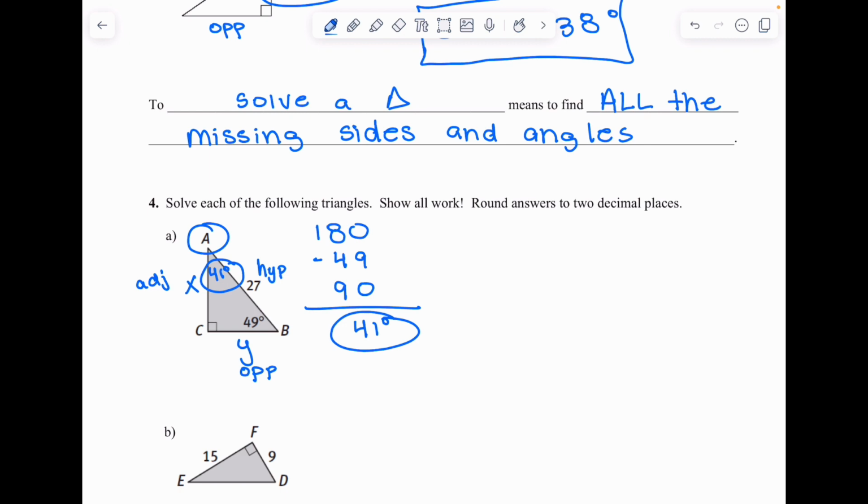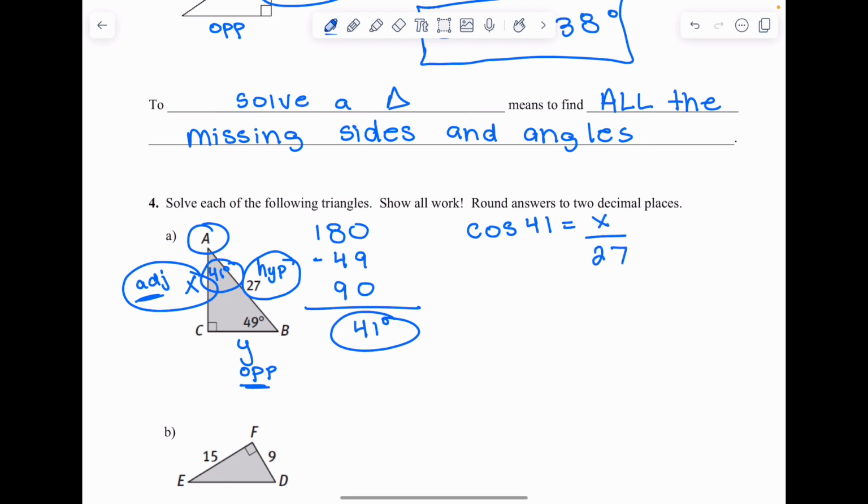I don't want to use tangent because I don't know opposite or adjacent. And I can't use SOHCAHTOA if I'm missing both sides. So I'm going to have to use hypotenuse. And let's start by finding x first. So that would be adjacent and hypotenuse, which would be cosine. So cosine of 41 equals x over 27.